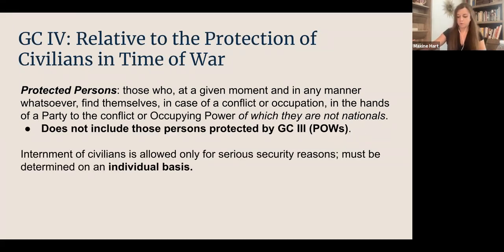Internment of civilians is allowed only for serious security reasons. And the standard is a little bit different depending on whether we're in the detaining power's own territory where the person is captured. In that case, the internment must be absolutely necessary for the detaining power's security. In occupied territory, the standard is imperative reasons of security, which is a little bit higher, just to emphasize that internment should be an exceptional measure. This determination has to be made on an individual basis, and every 6 months there should be a review of whether the security justification that justified the internment in the first place still exists.